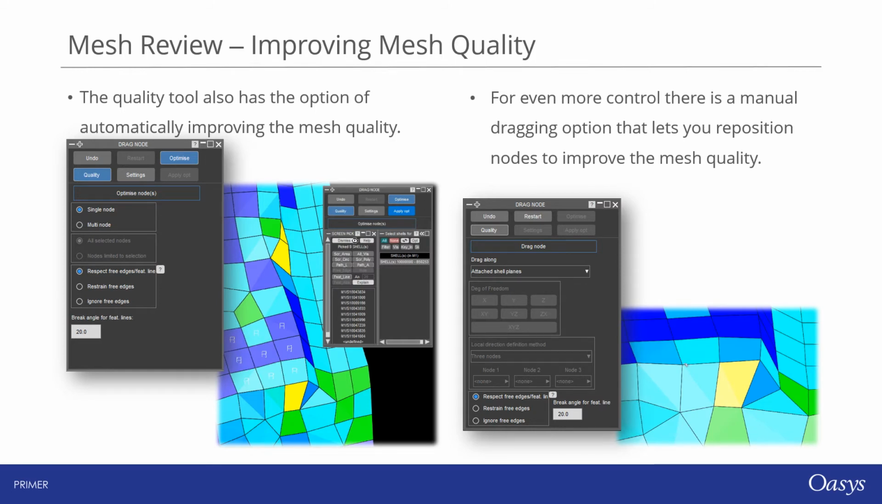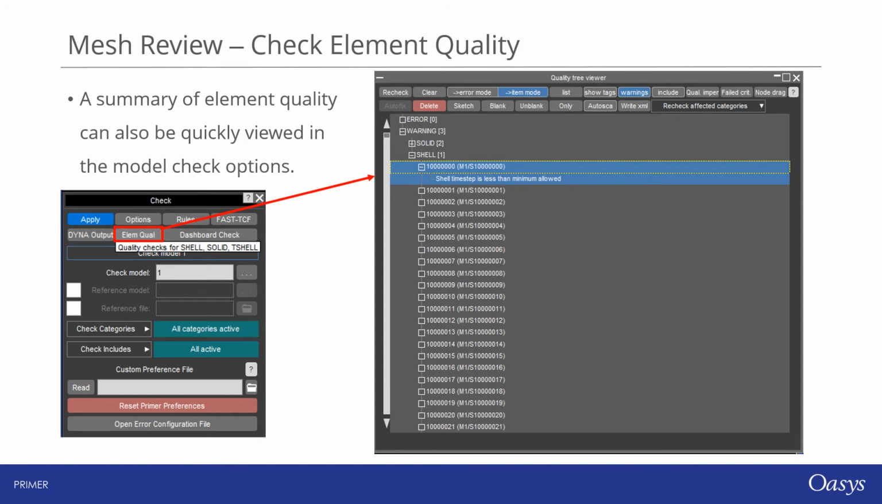I'll show you some examples of these in the following demonstrations. You can also get a really good summary of your element quality and those elements that are failing from within the checking options. Simply click on check and then go to element quality, and a quality tree will pop up where you can interrogate your model.